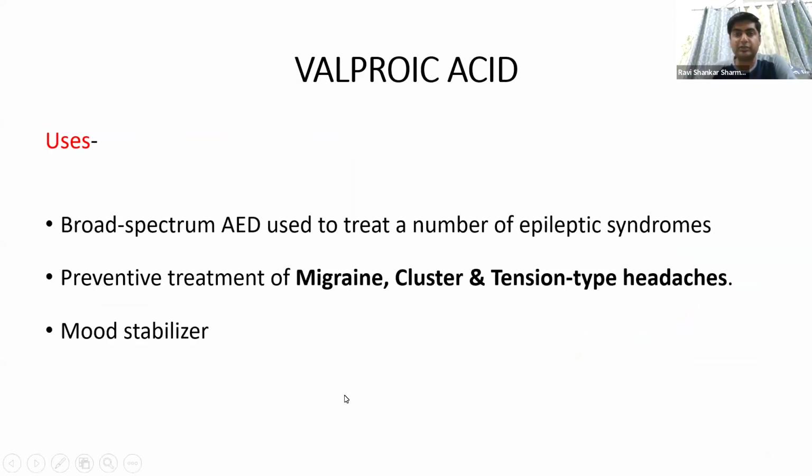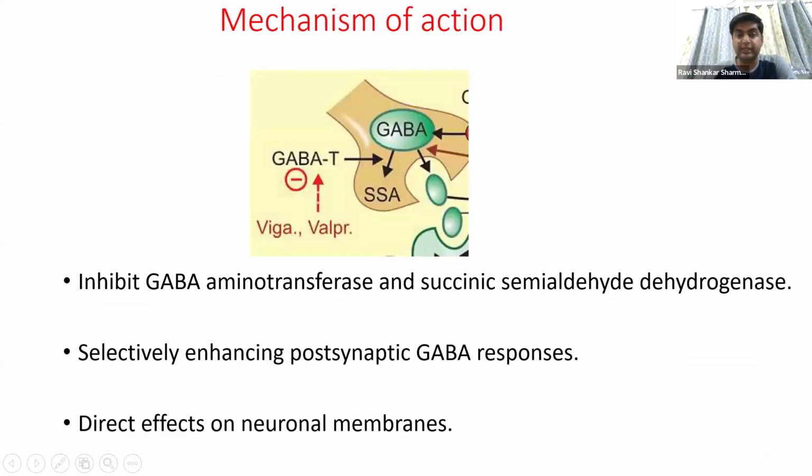Valproic acid, or sodium valproate, you can definitely use in different types of headache. Nowadays it is primarily used for prophylaxis in migraine, cluster headache and tension-type headache. How does it act? It inhibits the GABA aminotransferase enzyme. So GABA degradation is inhibited, and more GABA is available in the synaptic cleft. As you well know, it is an inhibitory neurotransmitter, so the pain is inhibited.